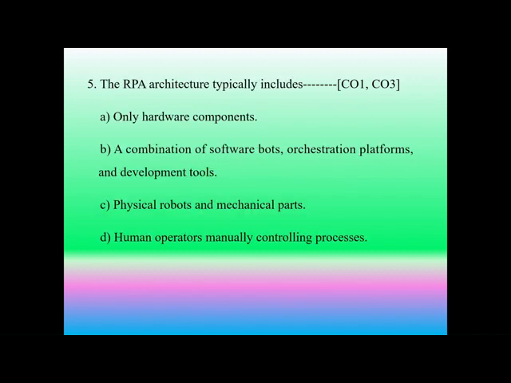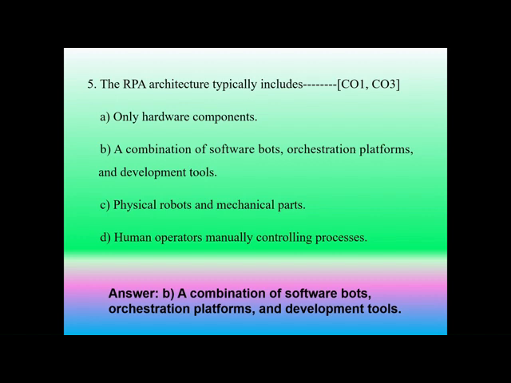Finally, the RPA architecture typically includes only hardware components, a combination of software bots, orchestration platforms and development tools, physical robots and mechanical parts, human operators manually controlling processes. So you would have found the right answer, and the right answer is a combination of software bots, orchestration platforms, and development tools. Thank you all.